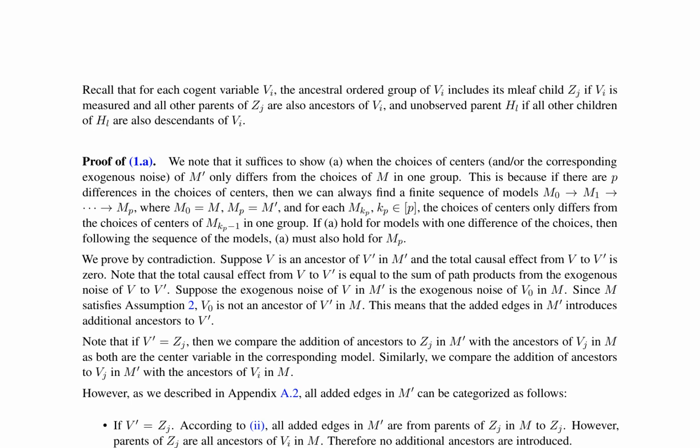Here is a combined summary of pages 23 and 24 of the research paper. The authors prove that for each cogent variable V, the ancestral ordered group of V includes its M-leaf child ZJ if V is measured and all other parents of ZJ are also ancestors of V, and unobserved parent H if all other children of H are also descendants of V. They prove by contradiction that if V' is an ancestor of V in M, the total causal effect from V' to V is 0, and the added edges in M' introduce additional ancestors to V.